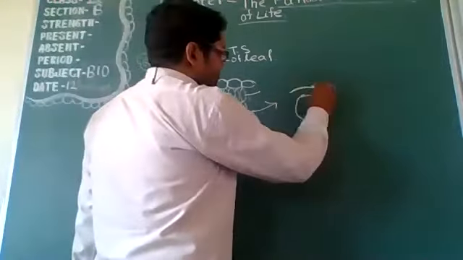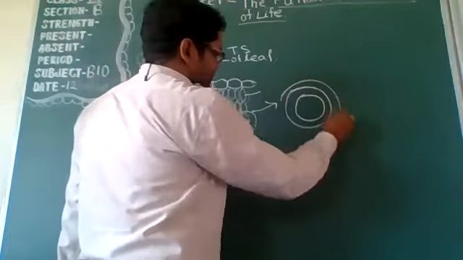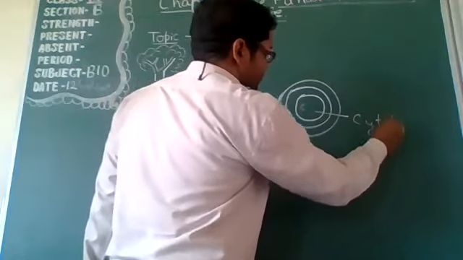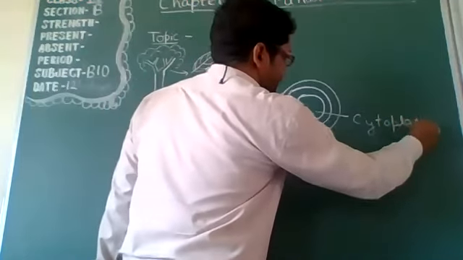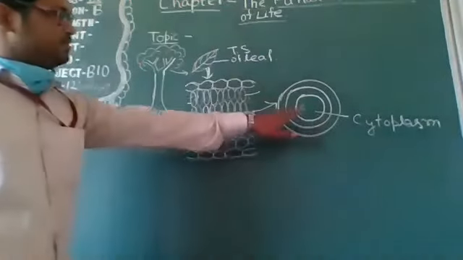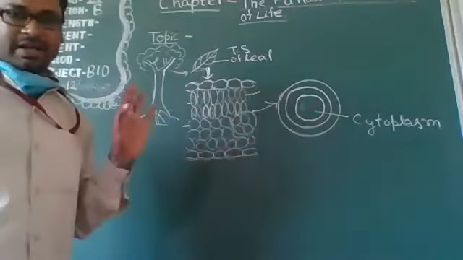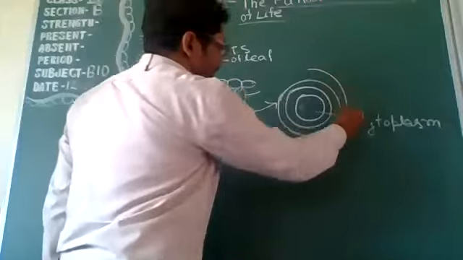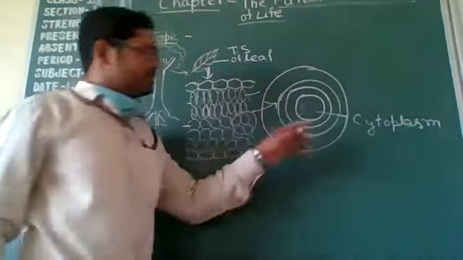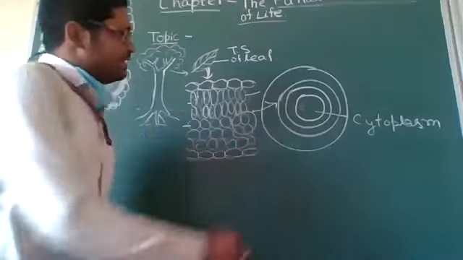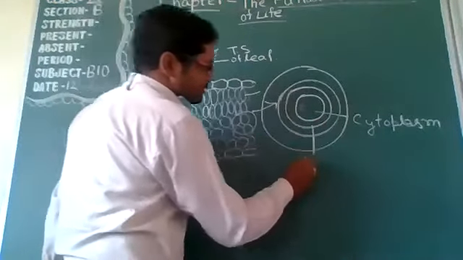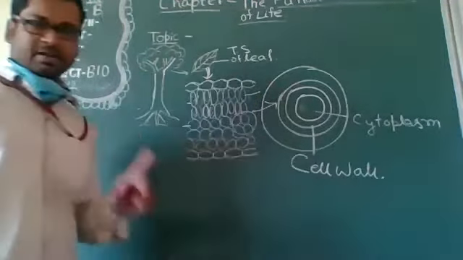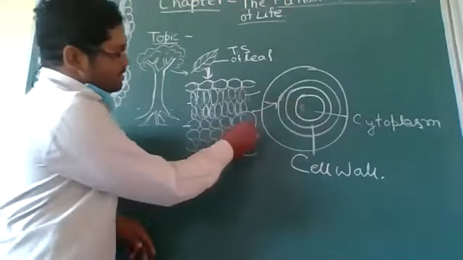This outer layer has more layers. This is the cytoplasm. The cytoplasm is covered by a membrane known as the plasma membrane. Outside the plasma membrane of a plant cell is the cell wall. That is the cell wall. Okay, understood?